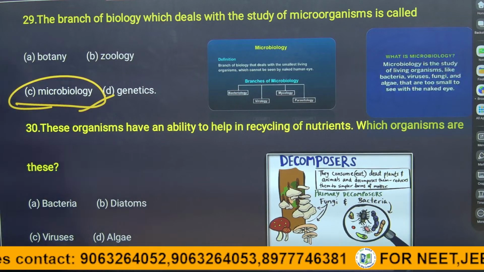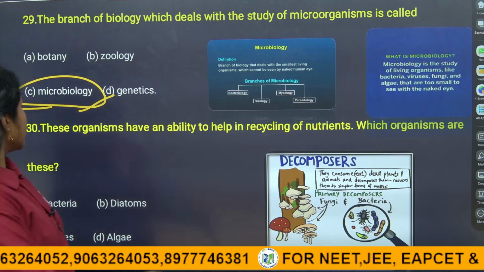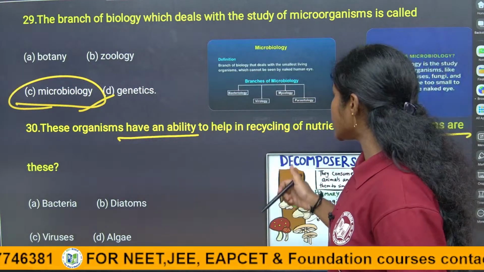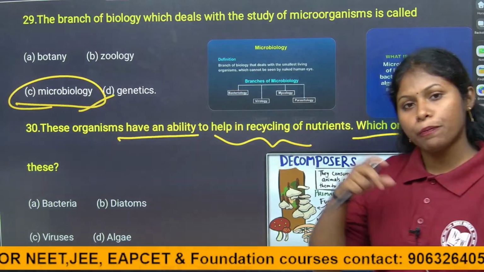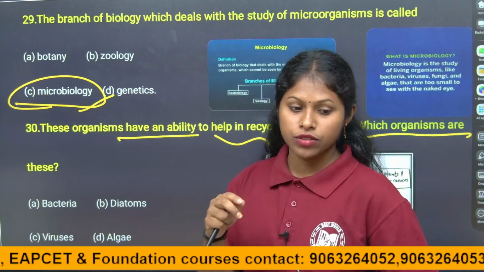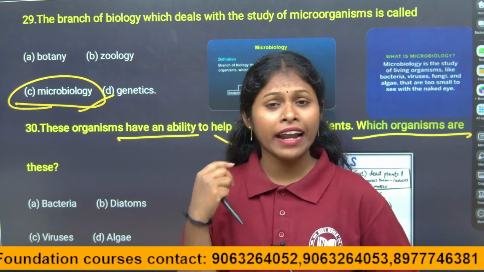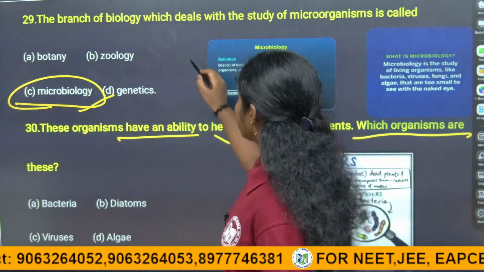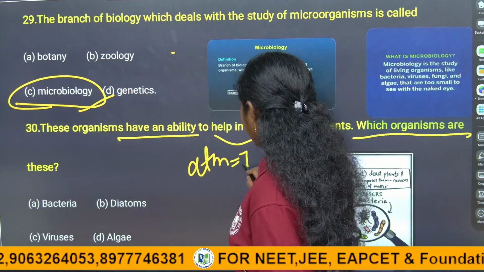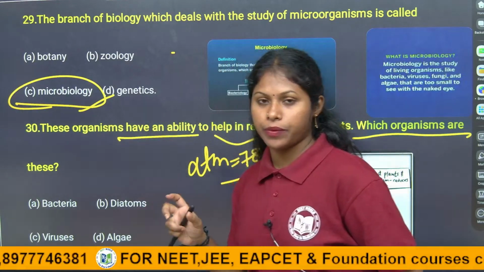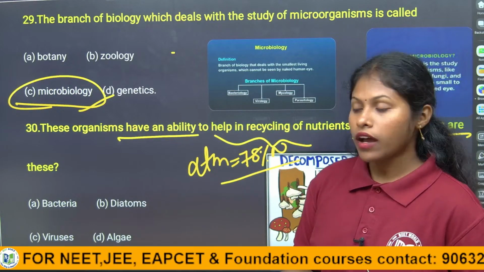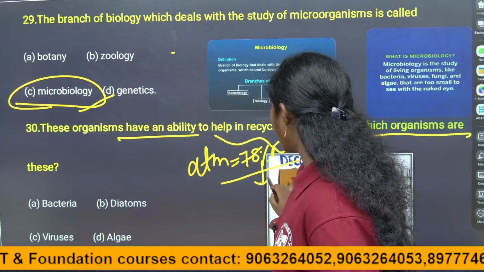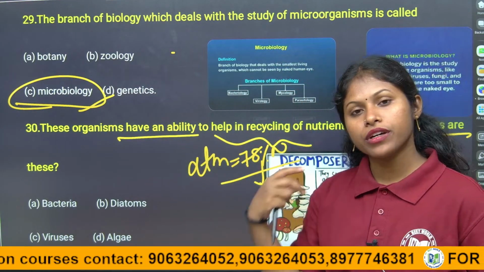These organisms have an ability to help in the recycling of nutrients. Which organisms are these? They are asking which are involved in the recycling. What is meant by recycling, children? Let's take a good example of nitrogen. In the nitrogen cycle we discussed, we take atmospheric nitrogen. In the atmosphere there is 78% nitrogen present. How is it maintained in a stable way? Because if we are using it for our purposes, it should be reduced, no? Why is it not reduced? It gets back into the atmosphere.